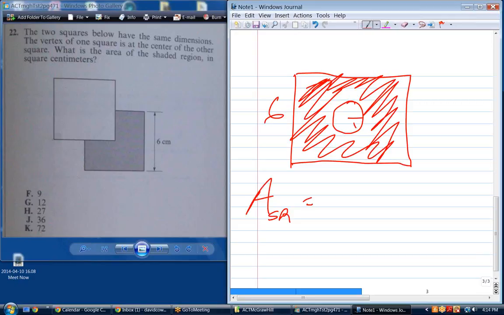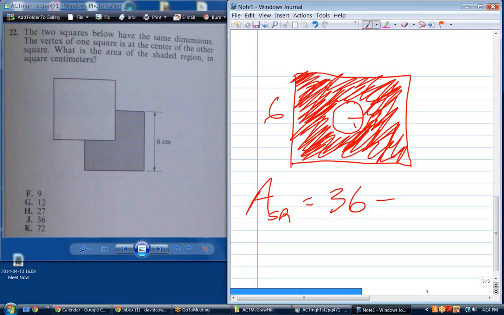36. That's the area of the square. Oh, the shaded region. Remember, it's always a subtraction problem. So you have to subtract out the circle that's in the middle. That circle has a radius of 1. What is the area of that circle? It's the area of a circle. What's the general equation? Area is pi r squared. Okay, so what's the area of this circle with radius 1?